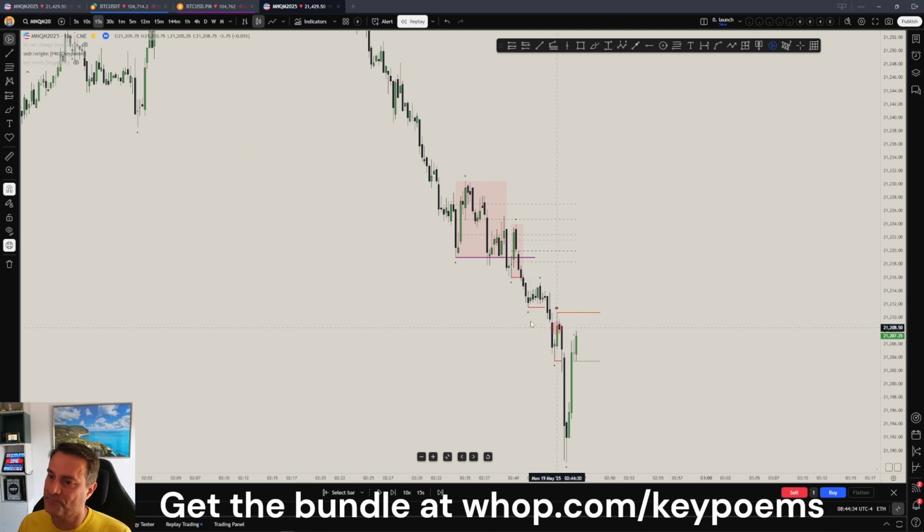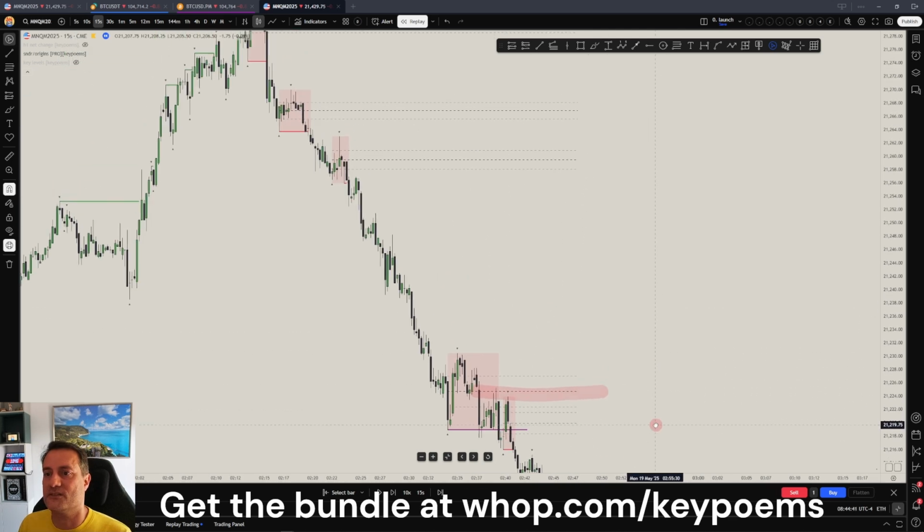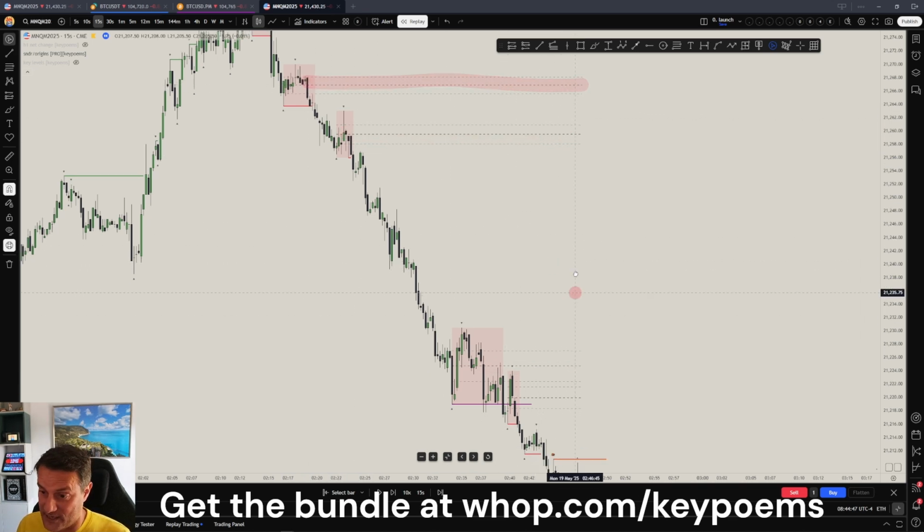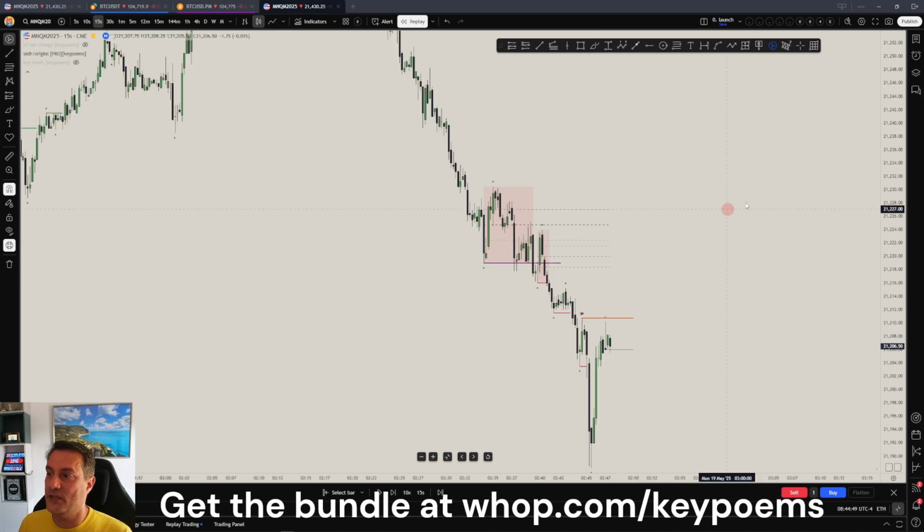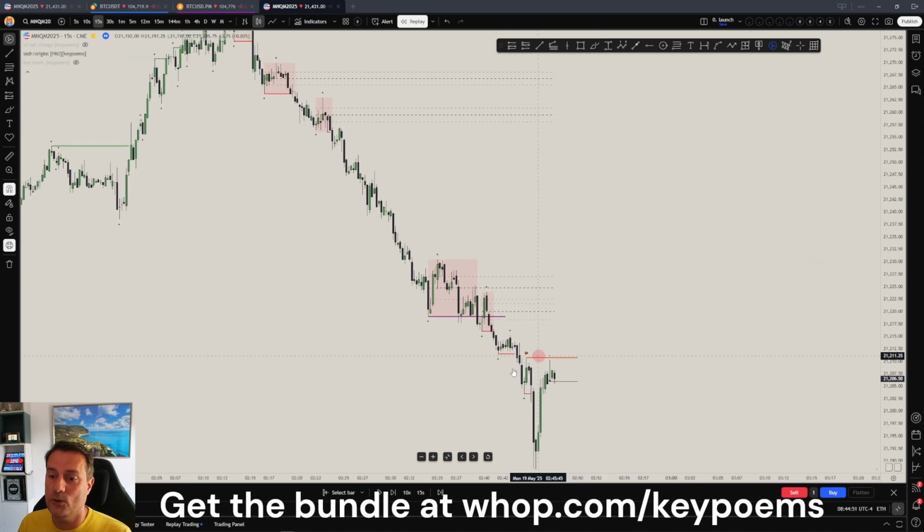So you can see this. Now if there's a pullback, you know that we might get a reaction from this zone. We might get a reaction from here because it hasn't been mitigated. We might get a reaction from here because it hasn't been mitigated yet. So this already is a huge improvement on a lot of market structure indicators.